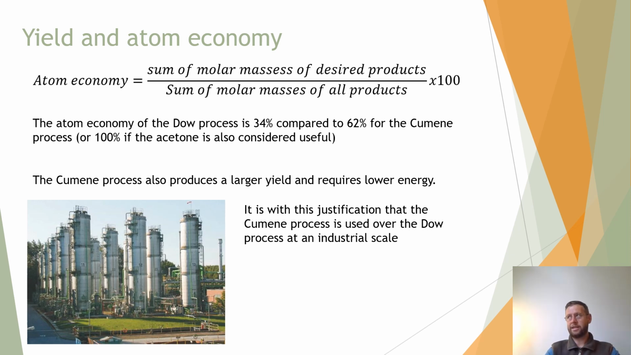If you also said that the acetone itself was a useful product, then all of the product is desired, and all of it is therefore useful, making it 100%. Who wouldn't want that? And for that reason, the cumene process is now the process that is used industrially to produce phenols.